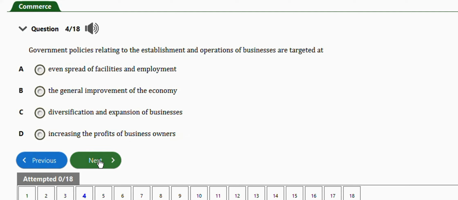Next question says government policies relating to the establishment and operations of businesses are targeted at even spread of facilities and employment, the general improvement of the economy, diversification and expansion of business, increasing the profits of business owners. The right answer is option B, the general improvement of the economy.